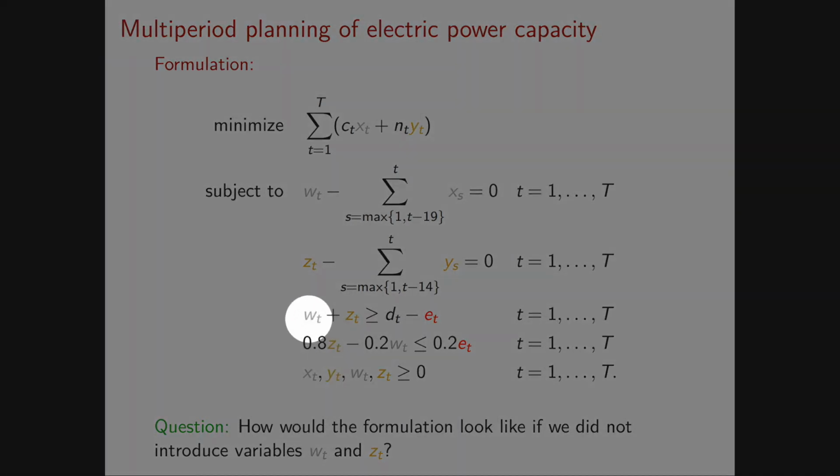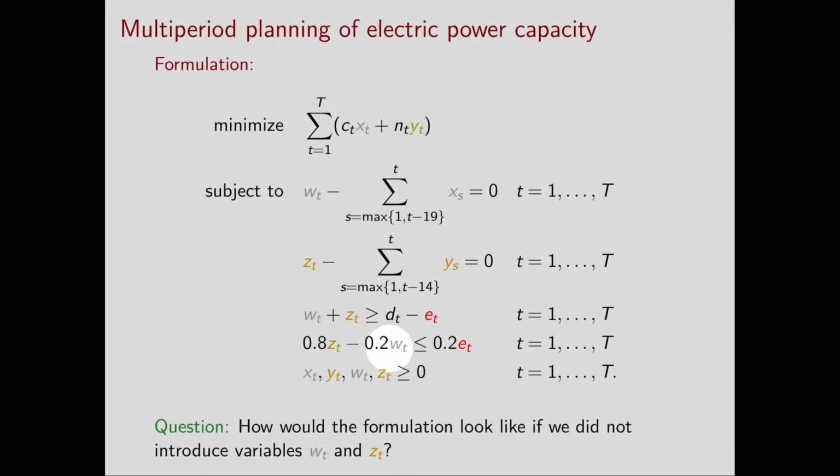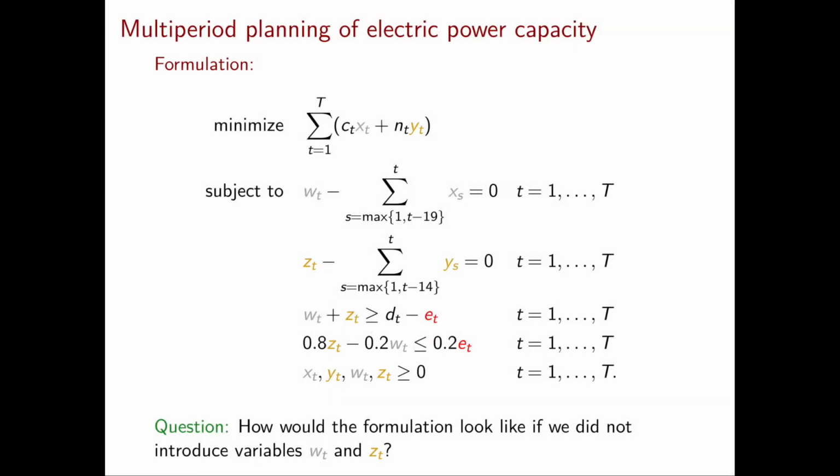So then we will no longer have wt here and no longer have zt here, and instead we'll have a sum of x and here a sum of y. Similarly, also here we only will have y and x variables, and so in our formulation these variables will completely disappear and end up with a linear programming problem that only contains the variables x and y's.